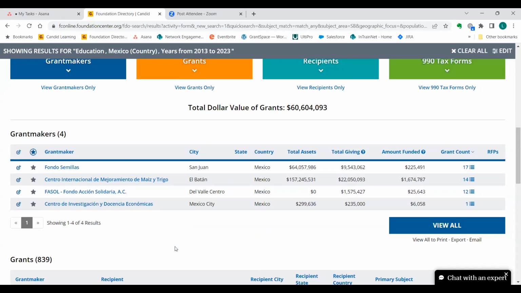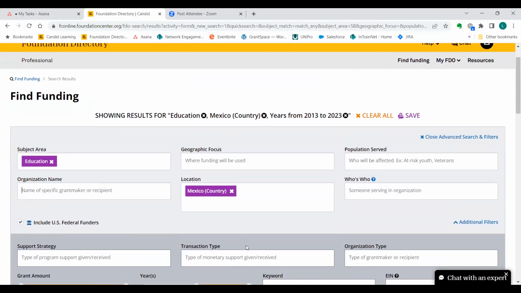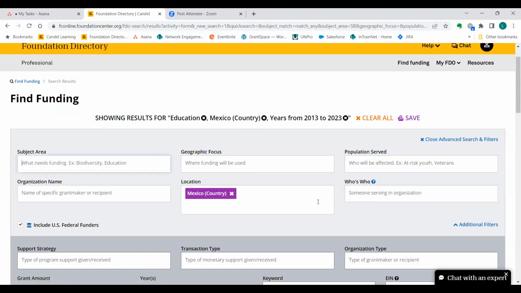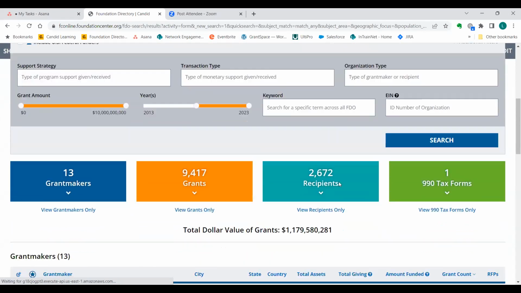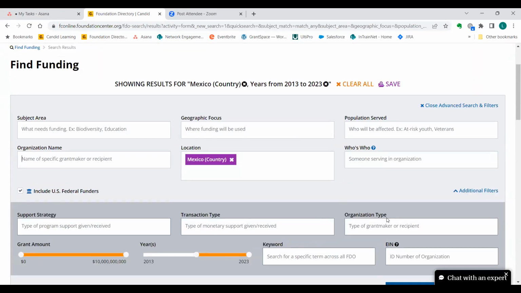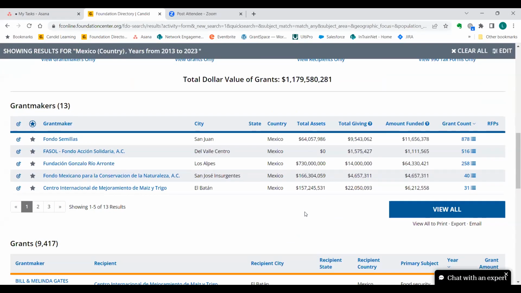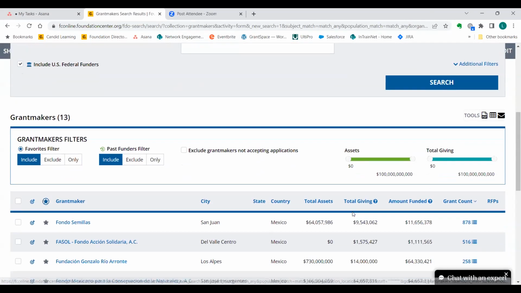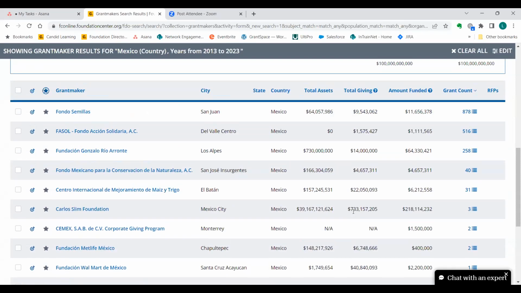you will find just organizations that are physically based in Mexico and who have made grants specifically to Mexican organizations. And if I take off the education, you will get a bigger idea. So we have at least 13 grant makers that are actually Mexican grant makers in here. So you can look for those as well as looking for US funders that will give to Mexico.